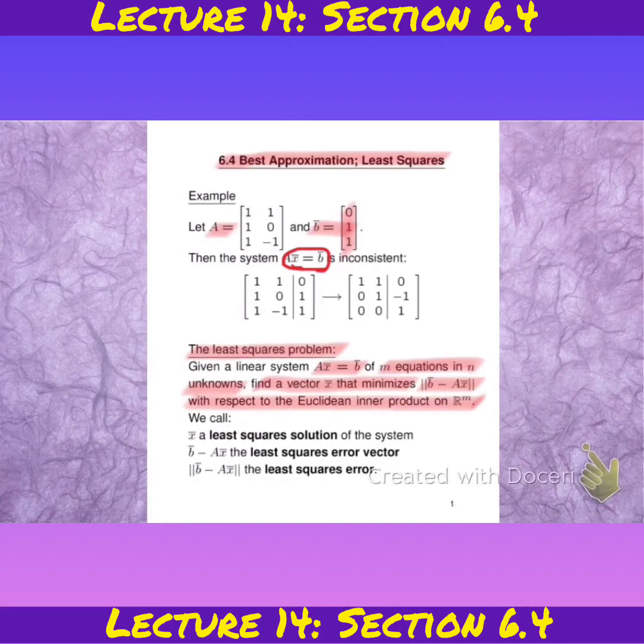So if x brings Ax as close as possible to b, we call x a least squares solution of the system. And we call b minus Ax the least squares error vector, because that indicates the distance that the vector Ax lies from b. That's the error. And the norm of that vector is the least squares error.